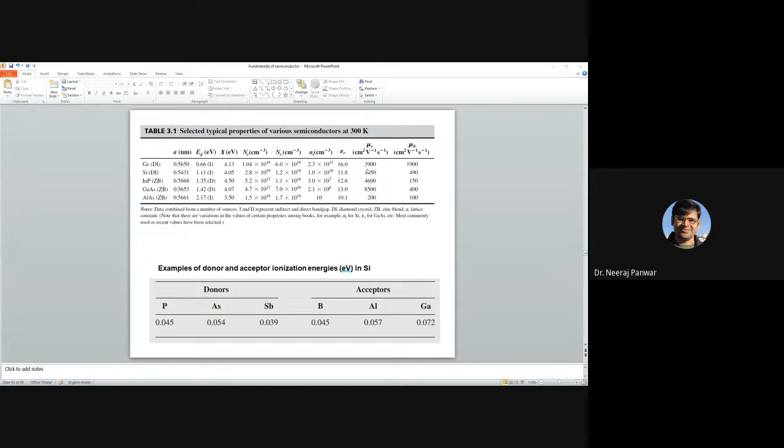If you compare these, you can see that gallium arsenide has the highest electron mobility, 8500 centimeter square per volt second, and the hole mobility is smaller. That's why I told you that whenever we require very fast switching applications or very fast speed, then we use gallium arsenide, because here the electron mobility is very, very high.